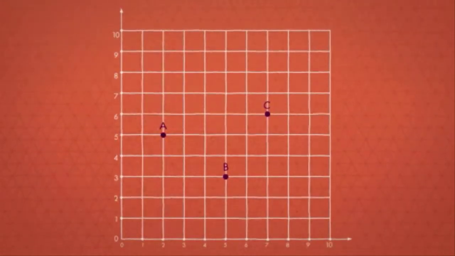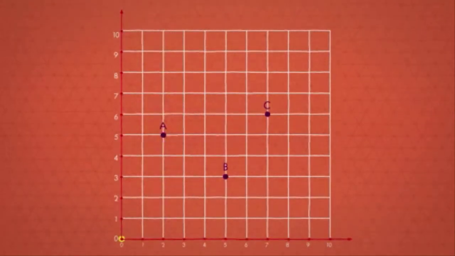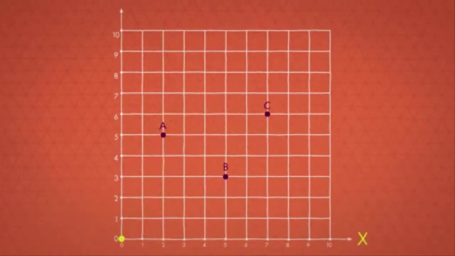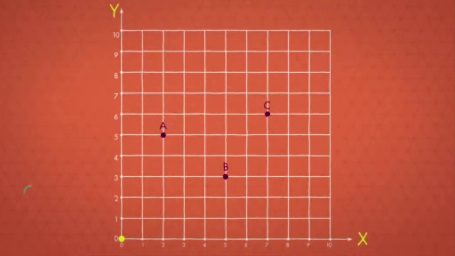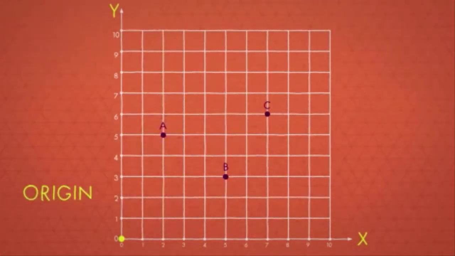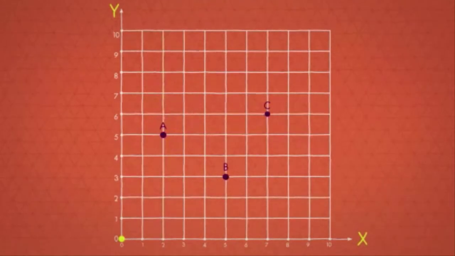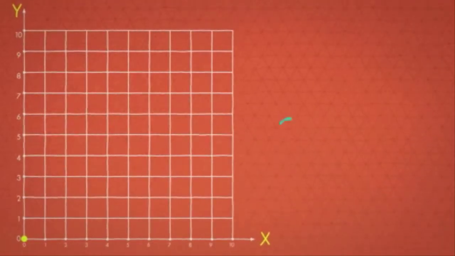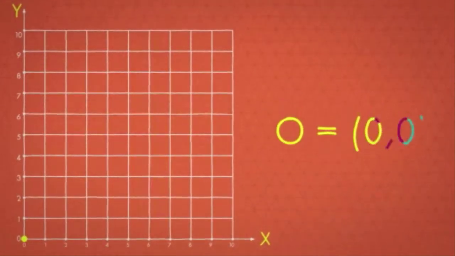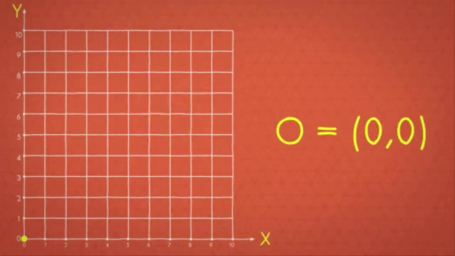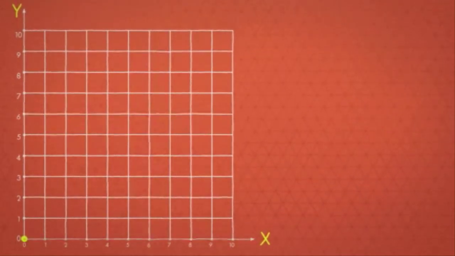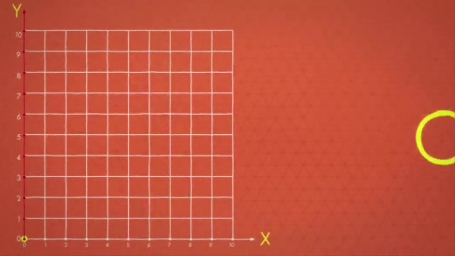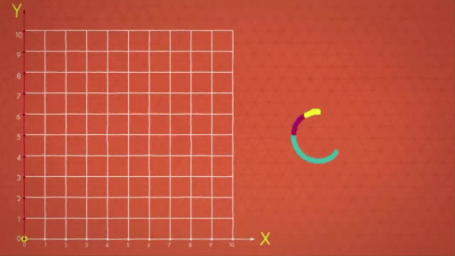The coordinate plane is the plane containing 2 perpendicular axes, the horizontal axis x and the vertical axis y, and their point of intersection, which is called the origin. We use the capital letter O to represent the origin. The coordinates of O are 0, 0. The horizontal ray in the coordinate plane is the ray OX, and the vertical ray is the ray OY.